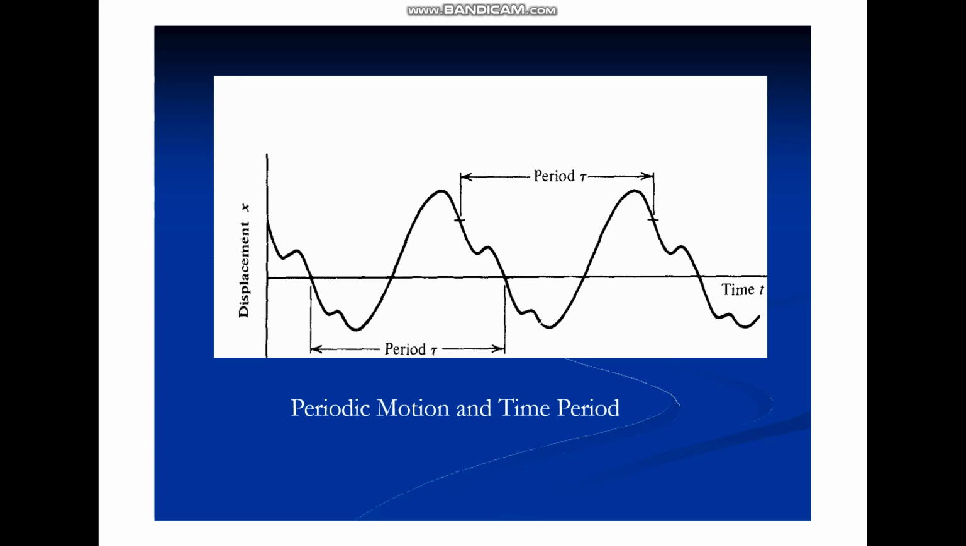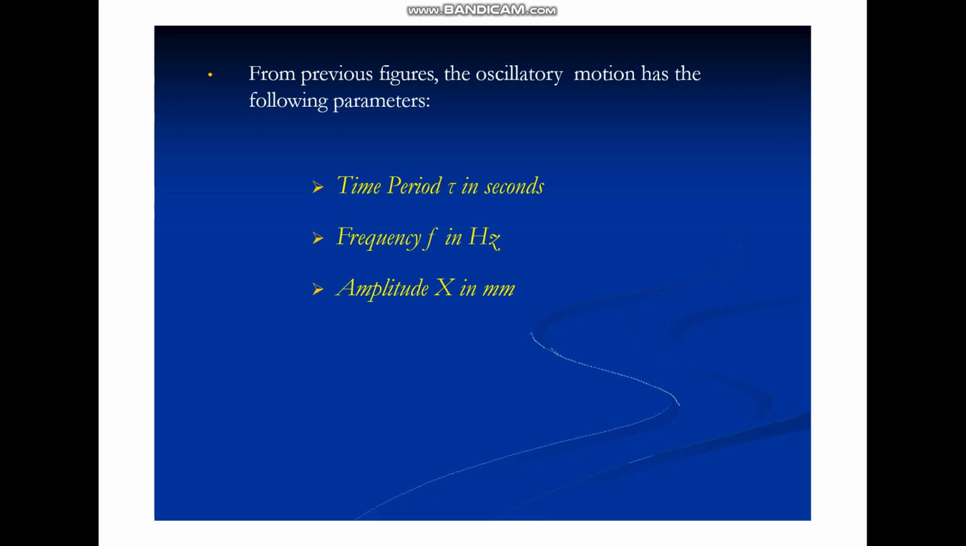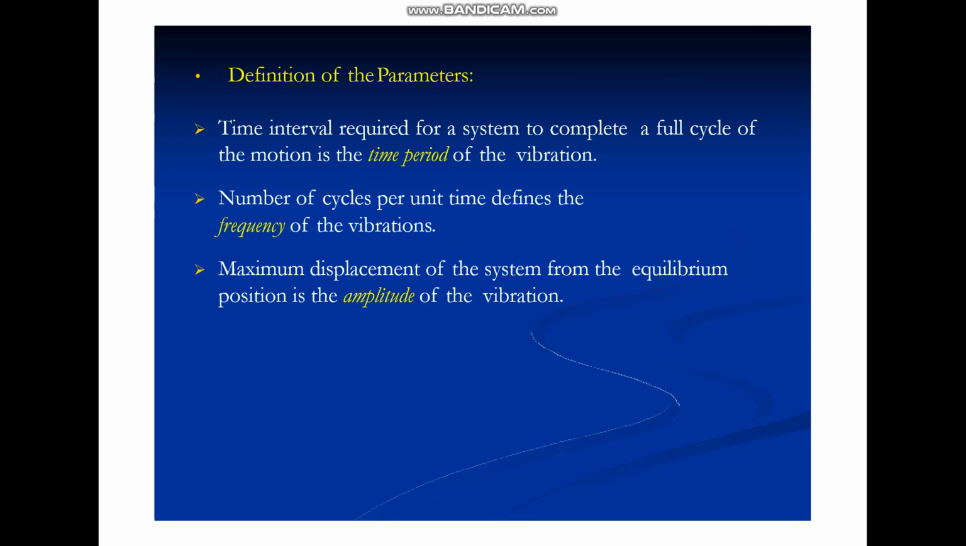Period or time period is basically the time required to complete one cycle from its original mean position back to its mean position. From the previous figure, the oscillatory motion has the following parameters: time period in seconds, frequency in hertz, amplitude in millimeter. The time interval required for a system to complete a full cycle of motion is called the time period of vibration. So it is basically the time required by the mass to complete one cycle, moving from its original position back to its original position.